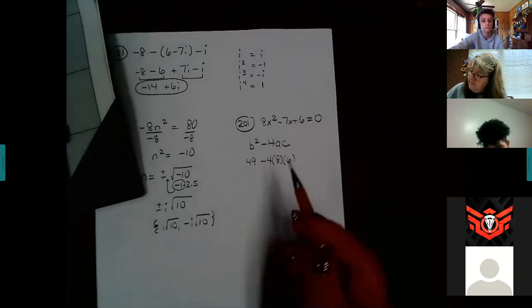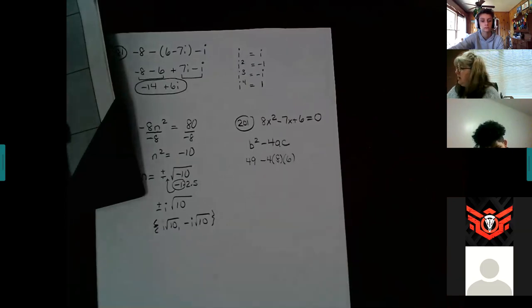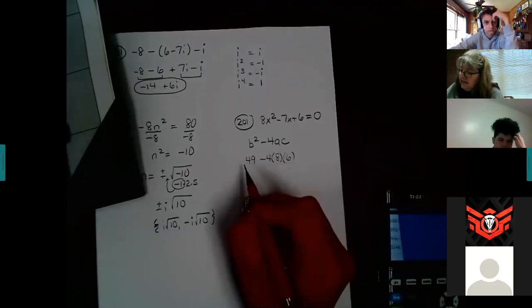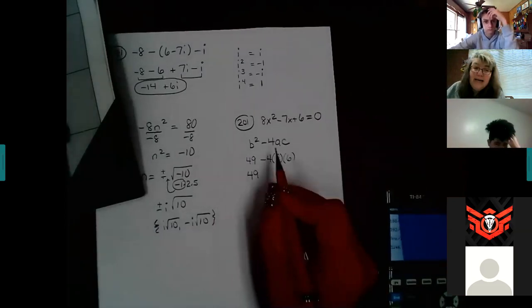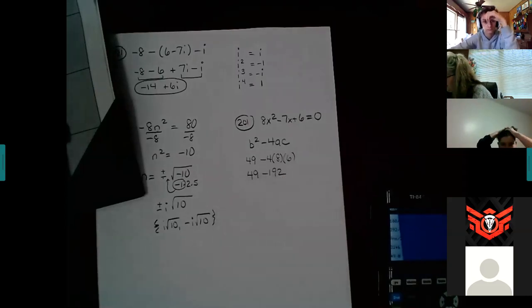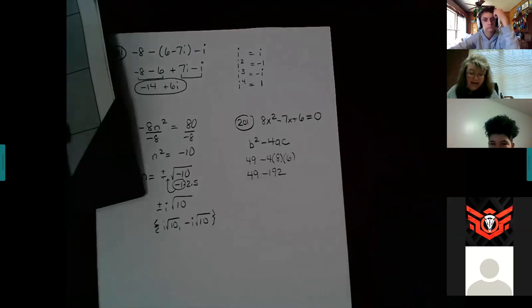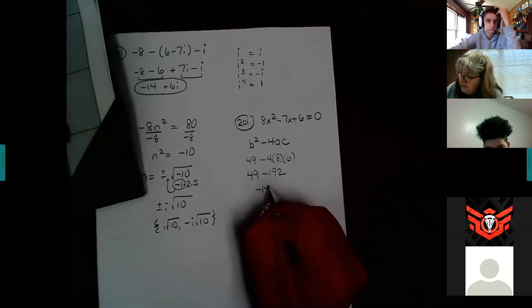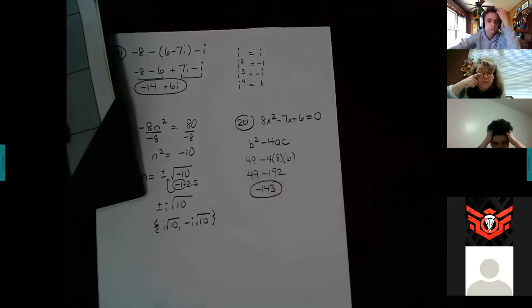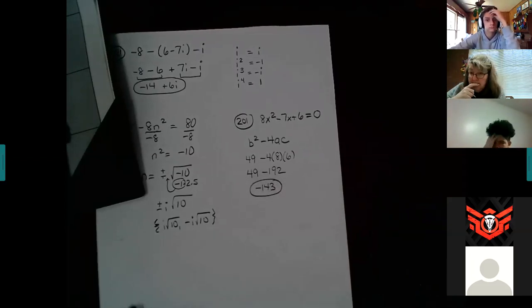6. Okay. 4 times 8 is 32. I get my trusty calculator. 32 times 6 is 192. And it's a minus 192. 49 minus 192 is -143. So the question is, what's my discriminant? My discriminant is -143. Y'all with me?